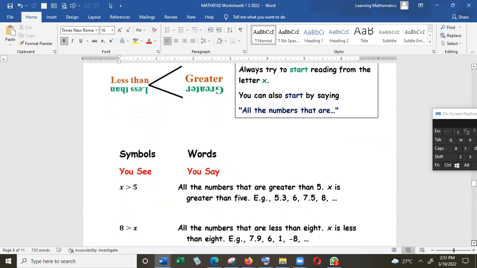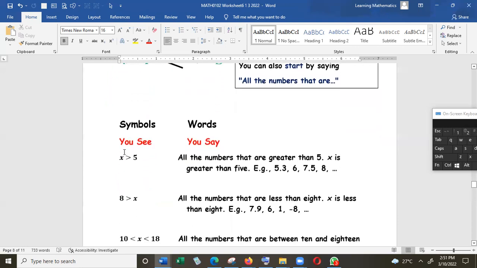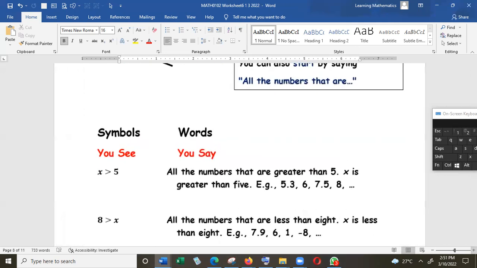So take, for example, you see this. What do you see? X is greater than 5. All the numbers that are greater than 5. Example, 5.3, 6, 7.5, 8. Again, when you see this, you see how the arrowhead is pointing in the same direction. Take a look at it.